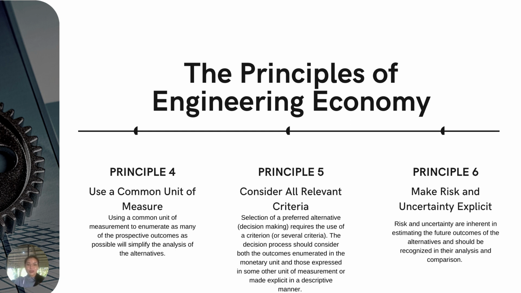Now, Principle 5 is consider all relevant criteria. Selection of a preferred alternative or decision-making requires the use of a criterion or several criteria. The decision process should consider both the outcomes enumerated in the monetary unit and those expressed in some other unit of measurement or made explicit in a descriptive manner. So the decision maker will normally select the alternative that will best serve the long-term interests of the owners of the organization. In engineering economic analysis, the primary criterion relates to the long-term financial interests of the owners. Okay?